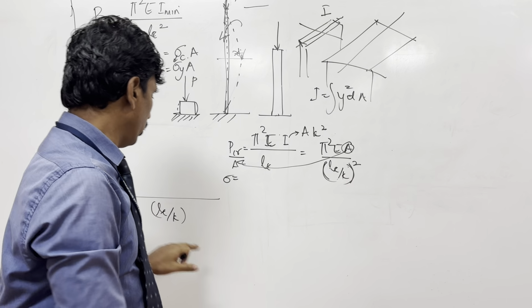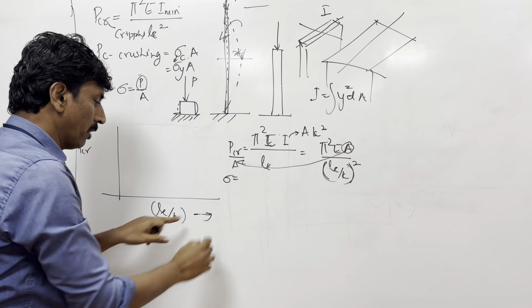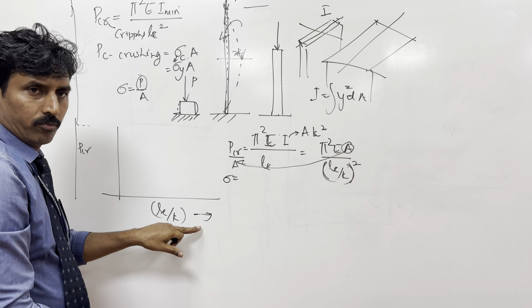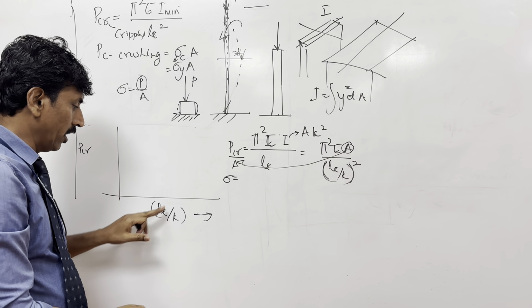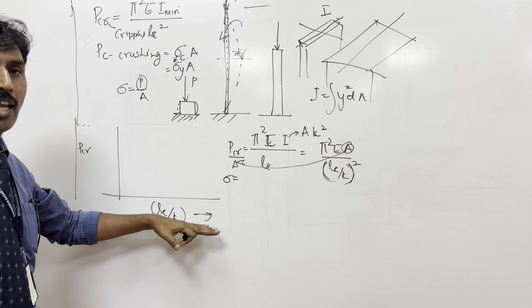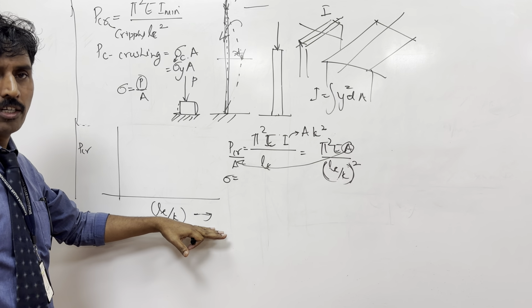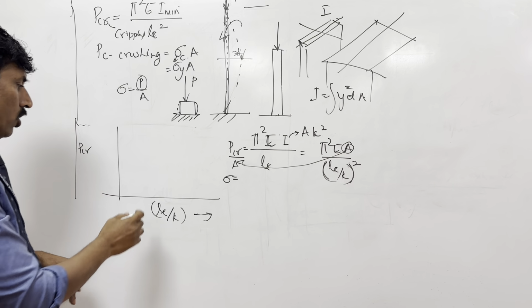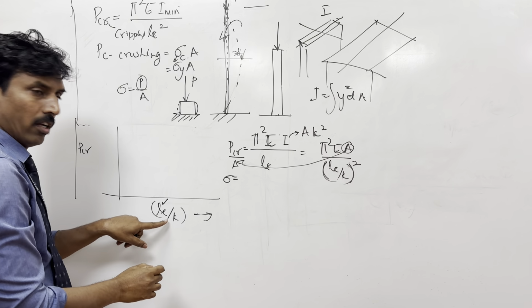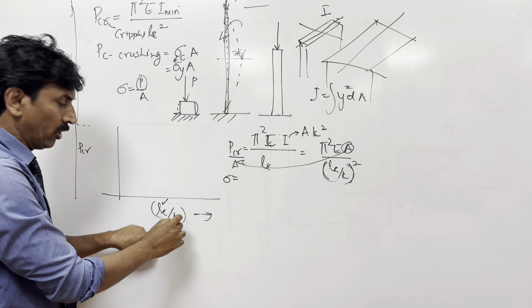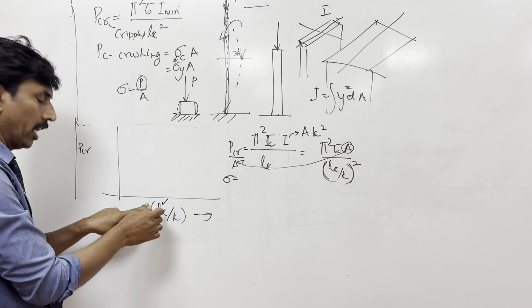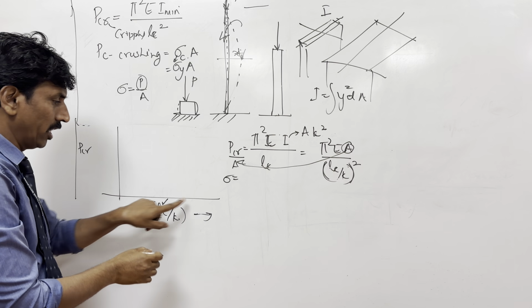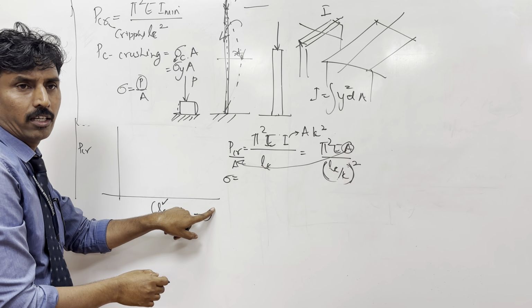And for larger and larger sections, the slenderness ratio Le by k is smaller. That means it is less slender. Suppose if k is larger, then it will try to reduce this Le by k value. If Le is larger, then it will try to increase this Le by k value.